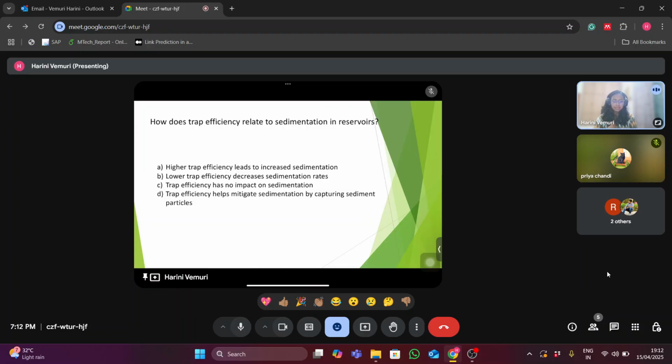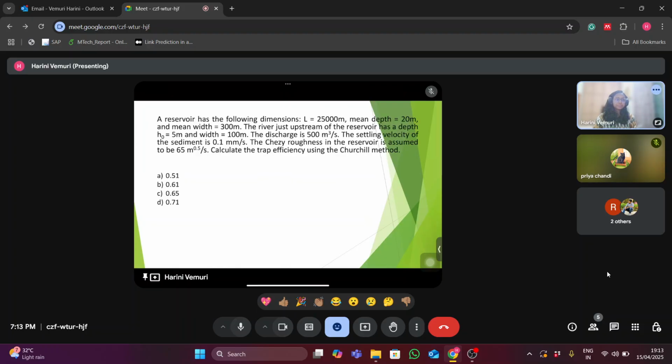Then the next question is how does trap efficiency relate to sedimentation in reservoirs? Option A, higher trap efficiency leads to increased sedimentation. Option B, lower trap efficiency decreases sedimentation rates. Option C, trap efficiency has no impact on sedimentation. Option D, trap efficiency helps mitigate sedimentation by capturing sediment particles. So the answer is option D. The trap efficiency generally mitigates sedimentation by capturing the sediment particles.